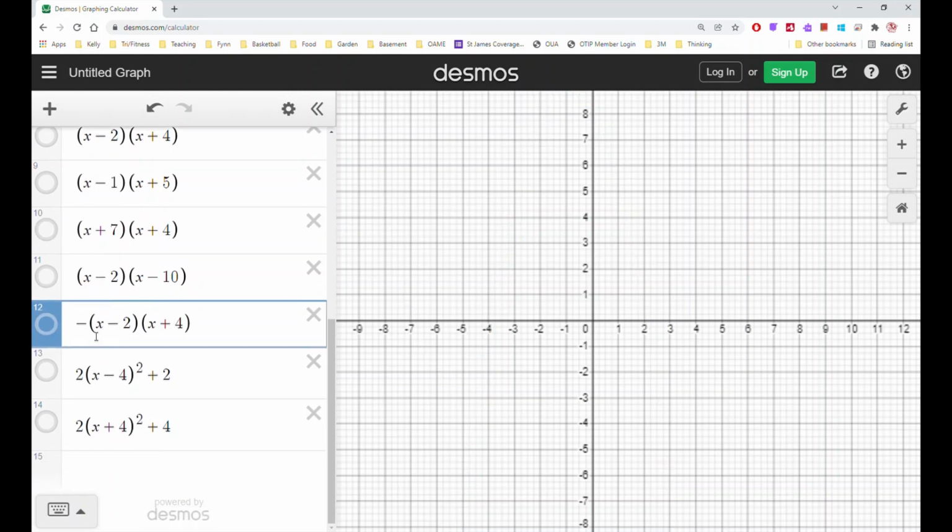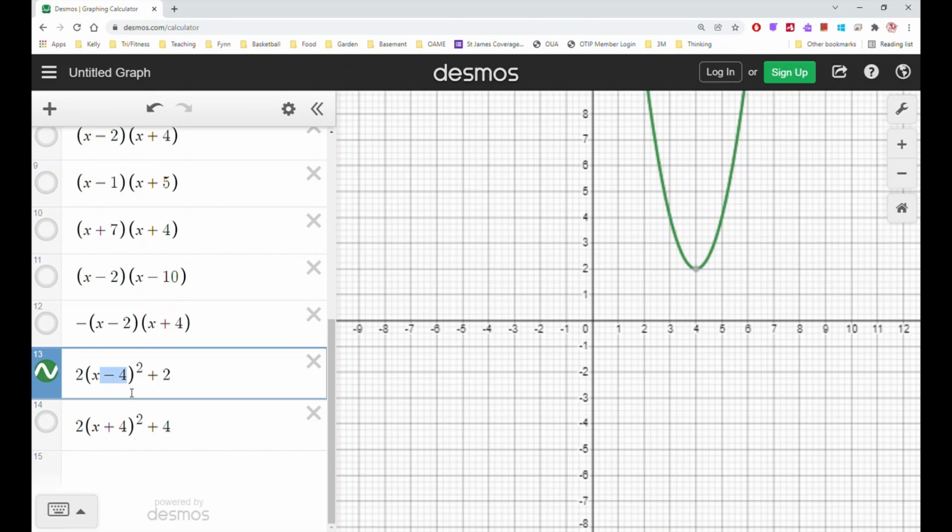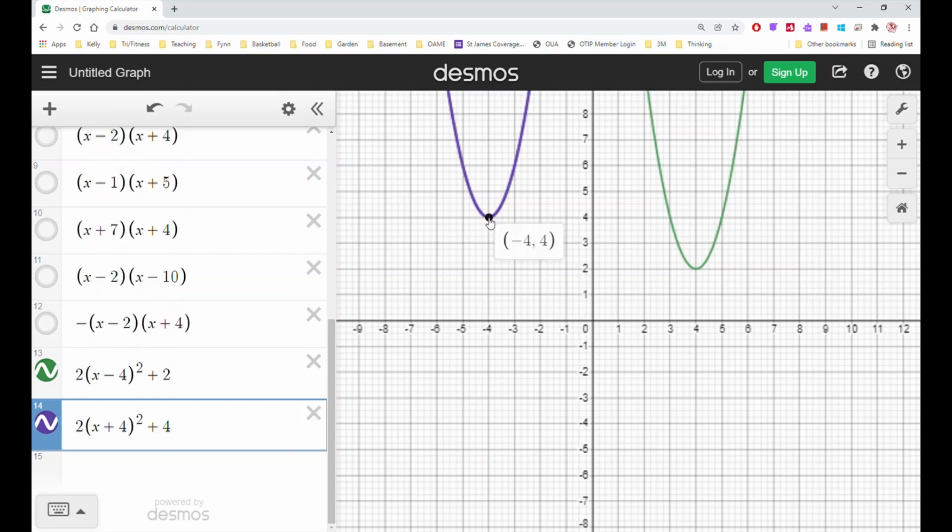And to just review what we did yesterday, the vertex form tells us our vertex. Remember, land of the opposites, 4 for the x, 2 for the y. So if we go over 4, up 2, there's our vertex. This one here, negative 4, our land of the opposites, plus 4. So minus 4, up 4 gives us our vertex there.